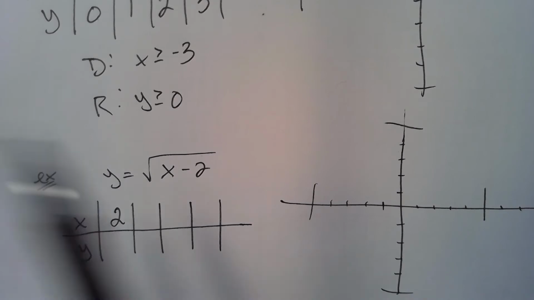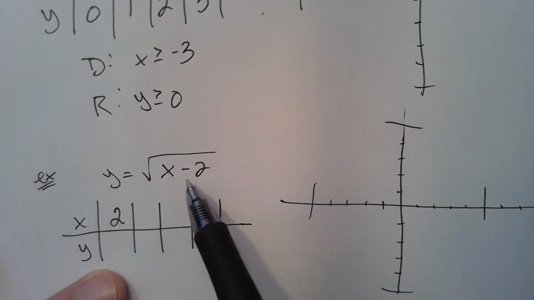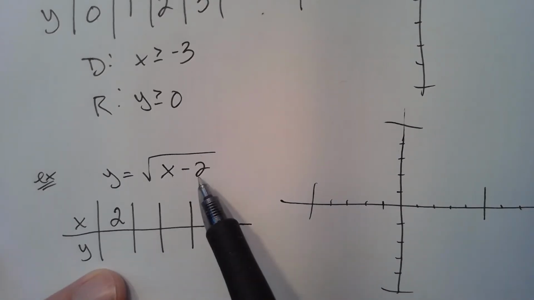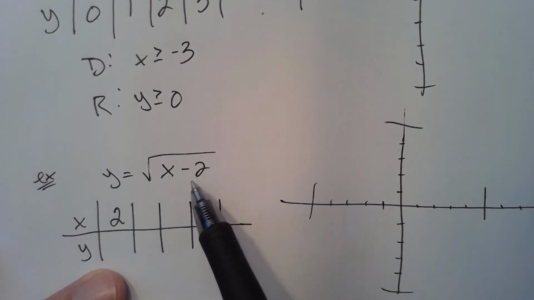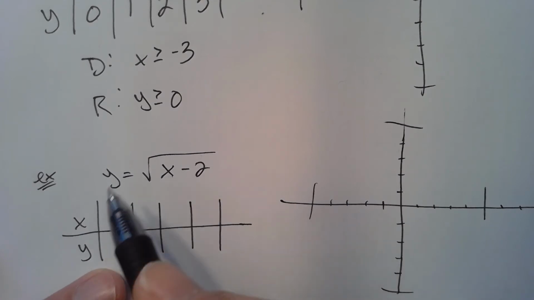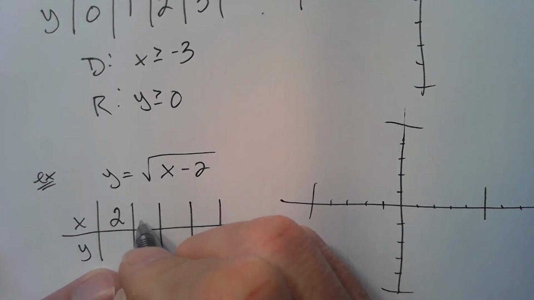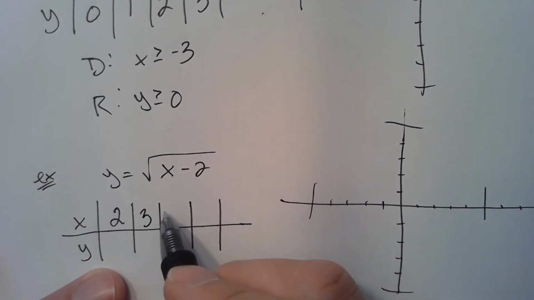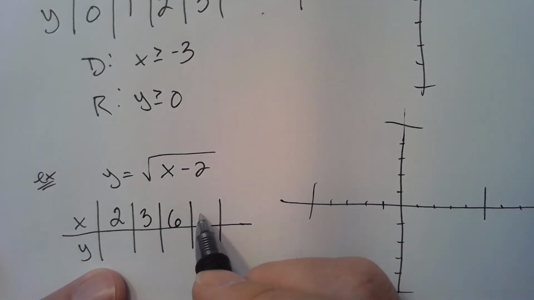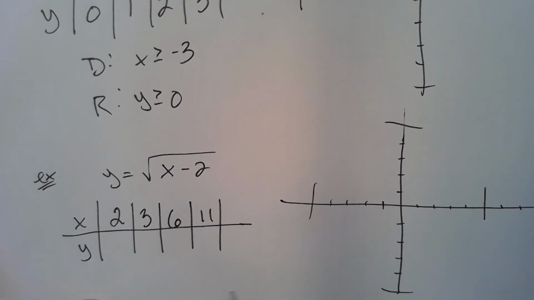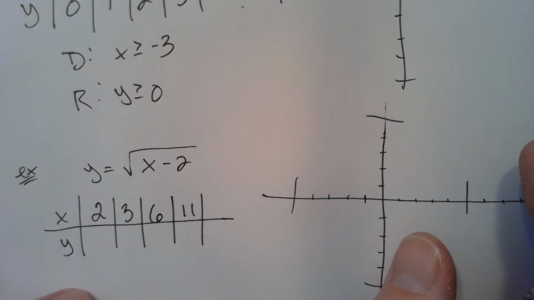Alright, so our table is starting at 2 because if you just set x minus 2 equal to 0 and solve, you get 2. So that's what's going to make the inside 0. So if I go 2, then I have to go up 1, so that's 3. Up 3 is 6. Up 5 is 11. So those are my x values I'm going to use. They're going to make nice even answers for us.